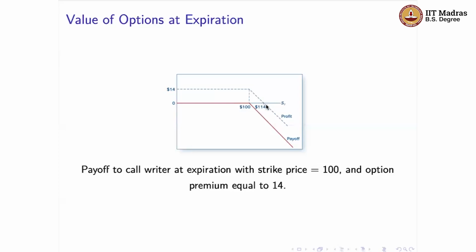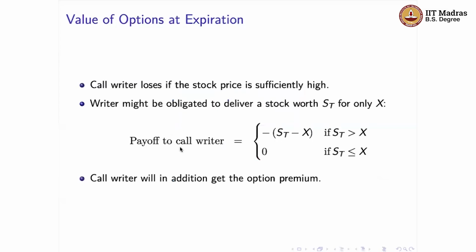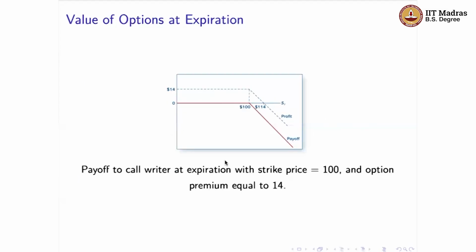So the profit only becomes negative after the share price exceeds 114, right? Okay, so again, two things to note. This is the payoff to the call writers. So we have to recognize this, and this is how it looks graphically, right?